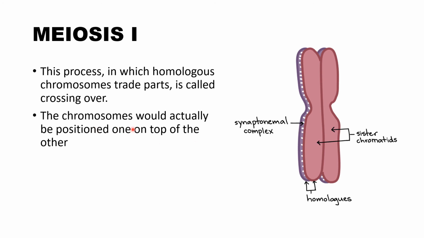So, the chromosomes would actually be positioned one on top of the other. Yung pinakita kong figure, para lang makita natin, malaman natin ng mas madali kung ano nga ba yung crossing over na tinatawag, yung pag-exchange nila. Pero hindi side by side talaga yung positioning ng mga chromosome. They are positioned one on top of the other, parang dito.